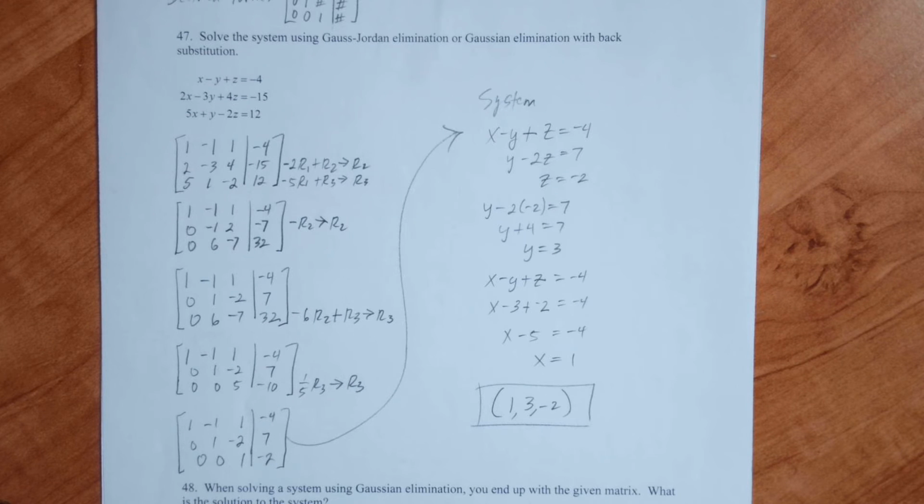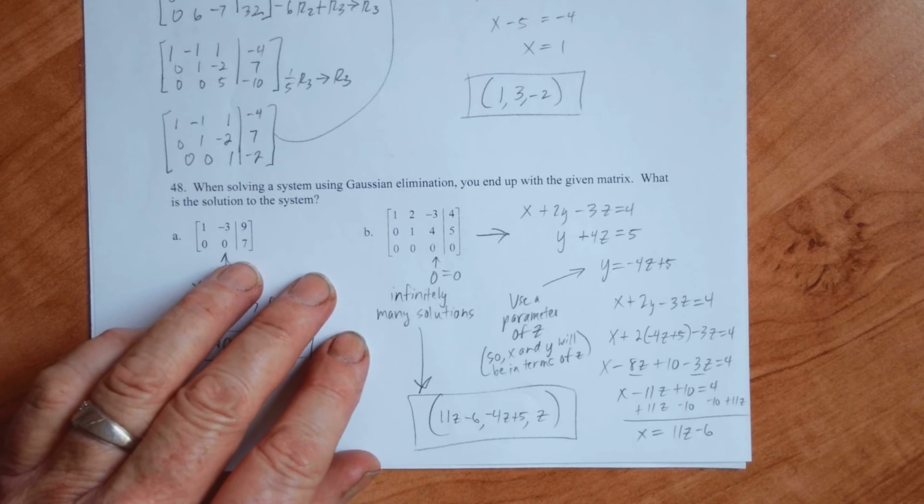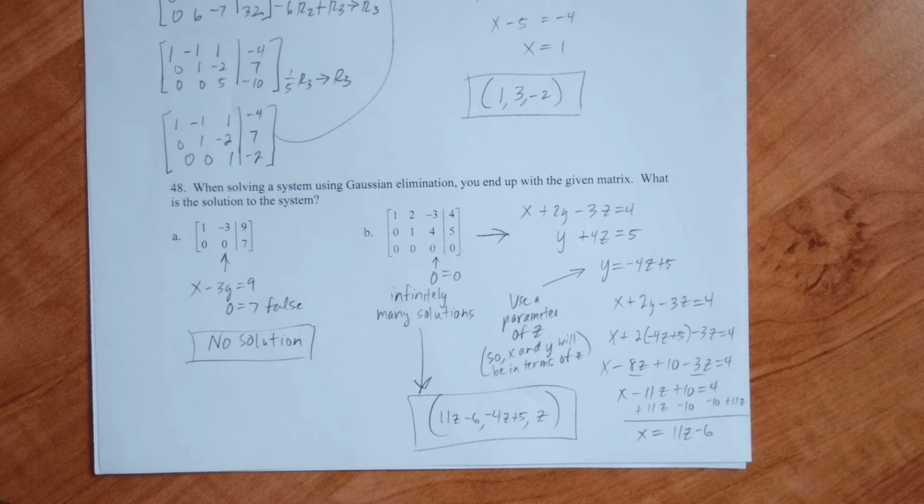The only difference between that and Gauss-Jordan elimination is when you get to here, you would continue and get zeros above this one and then a zero here. We didn't do that in class. There's number 48.